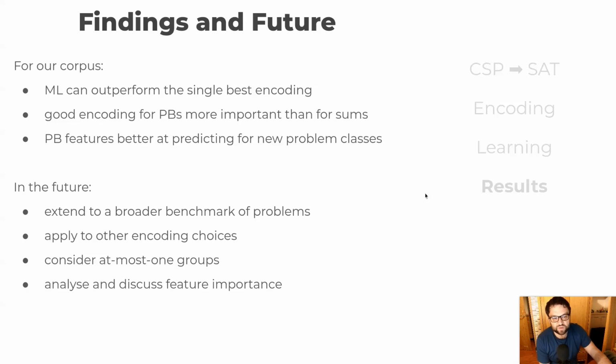In the future, we hope to extend our work to a bigger set of problems, maybe look at other encodings to SAT, and other constraints, not just PBs. The 4 encodings that I showed you earlier from the table are actually very good when there are also at-most-one constraints happening in the problem instance, and so it might be interesting to put that into our features and see what effect that has. And finally, I'm sure a discussion of which features are most discriminating might also be of interest.